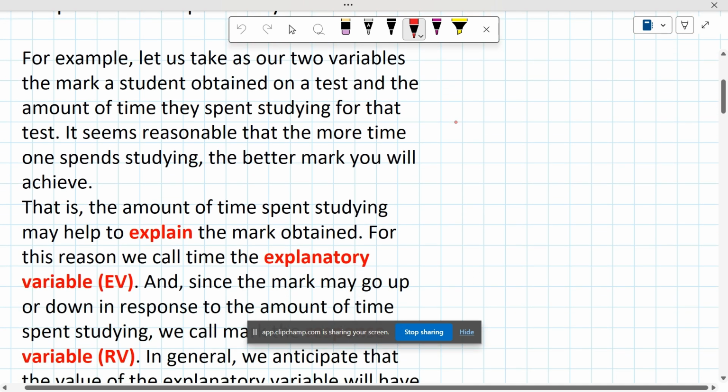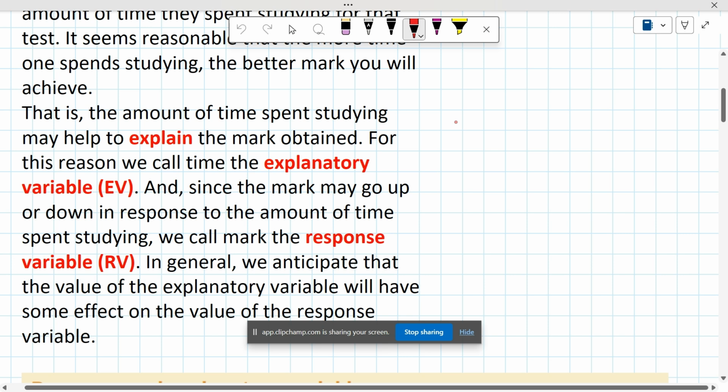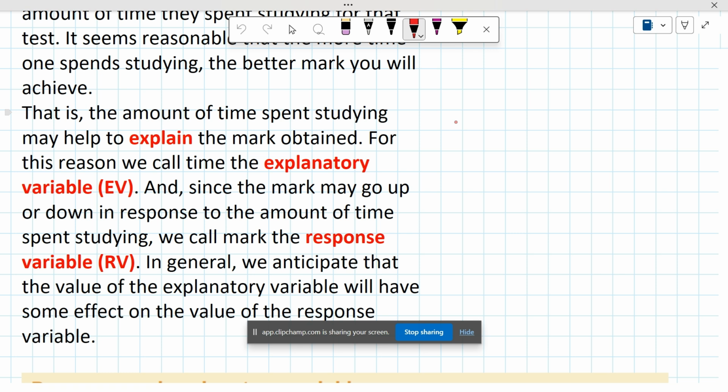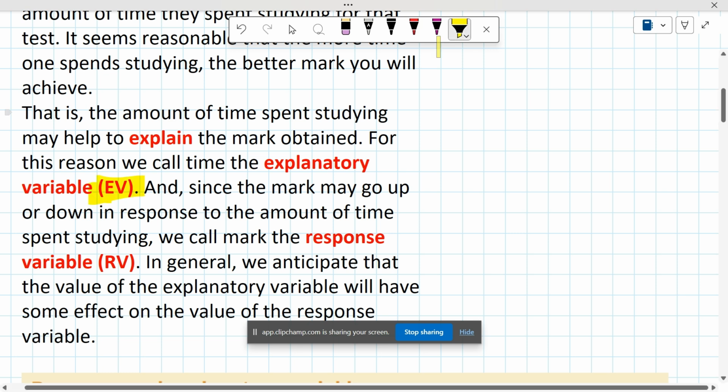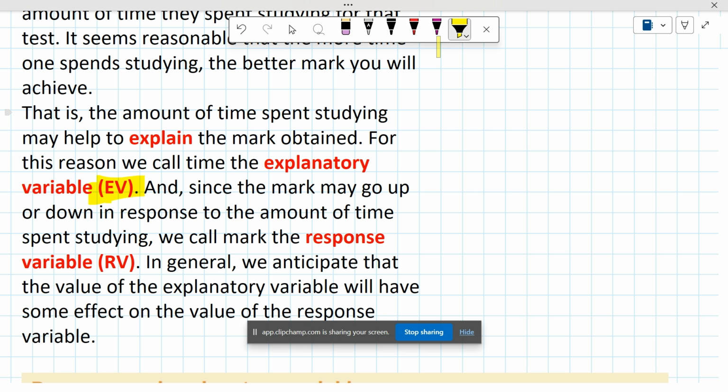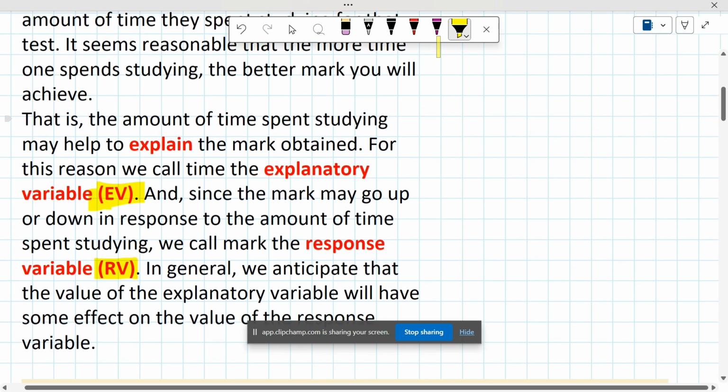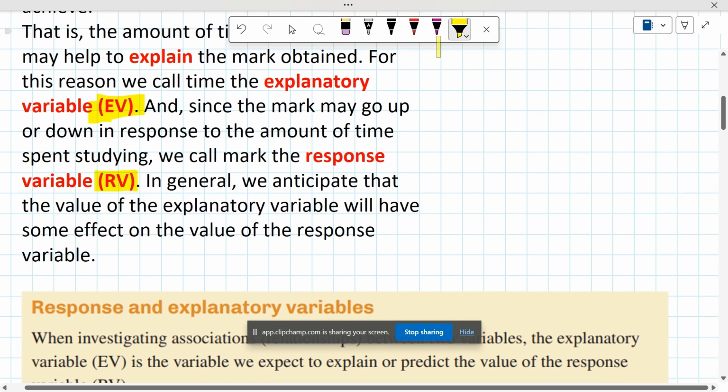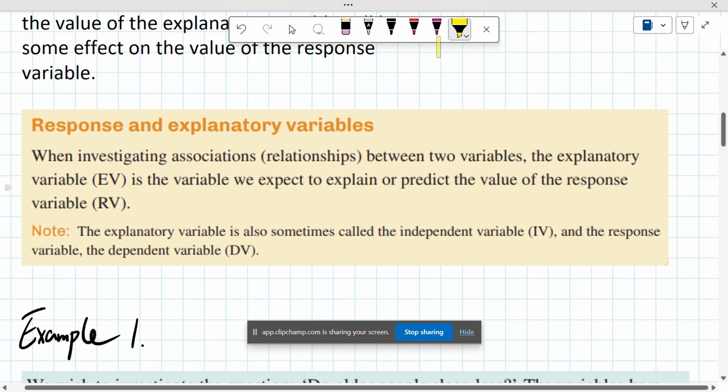So first things first. The amount of time spent studying helps to explain the mark obtained, which is the reason we call it the explanatory variable, EV. And since the mark may go up and down in response, we call the mark the response variable, RV. So this is a typical example, and I want you to note down the reference for response and explanatory variables.